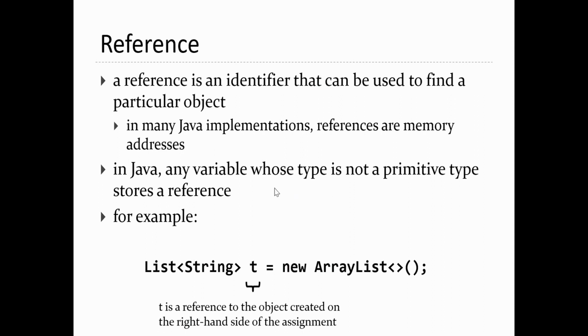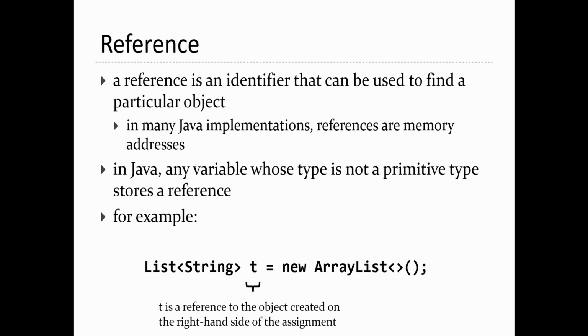So in Java, a variable whose type is not a primitive type stores a reference. So for example, I've got an array list object on the right-hand side. I guess strictly speaking, I have a reference to an array list object on the right-hand side. That variable t stores a reference to that object. So in this course, we're going to think of references as being memory addresses of an object.